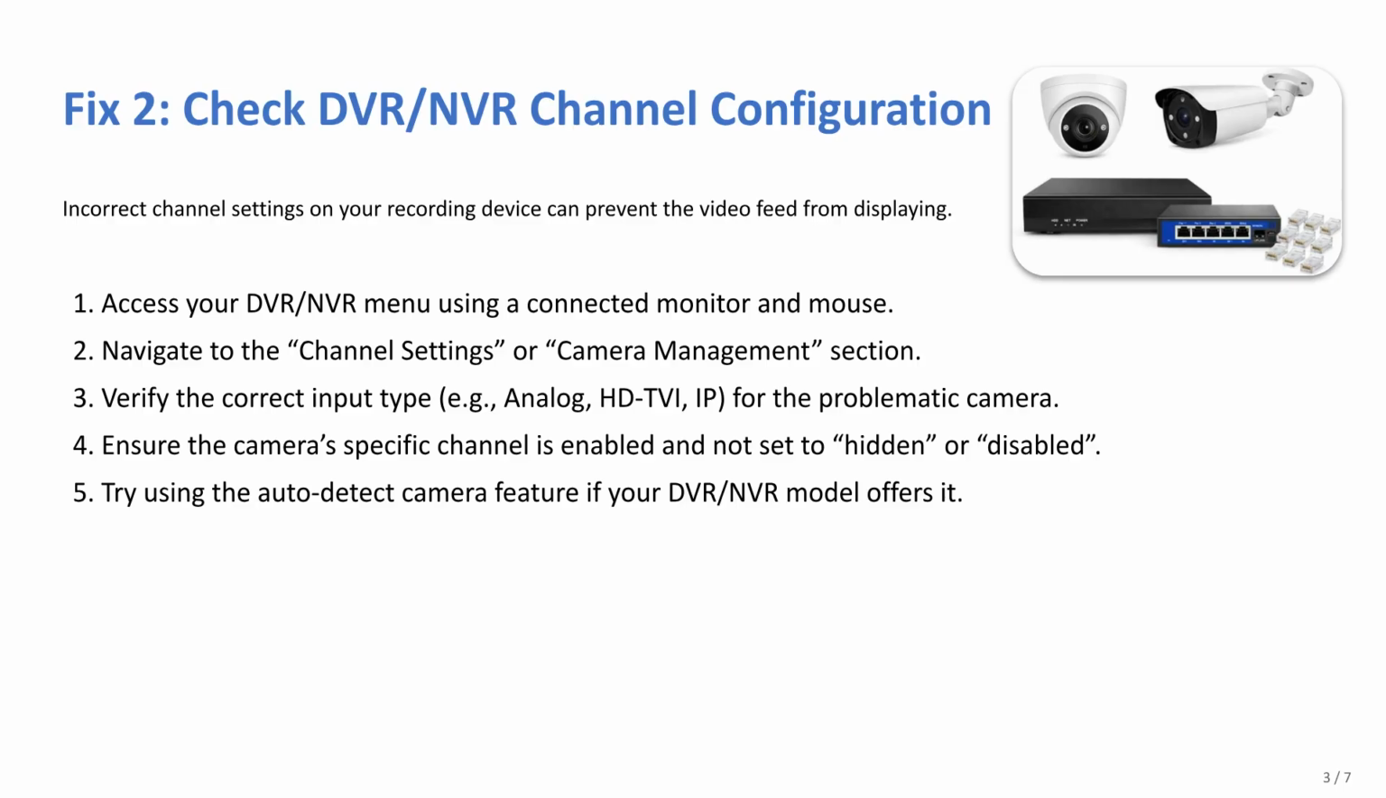Next, check your DVR or NVR channel configuration. Access the system menu using a mouse and monitor. Navigate to the channel settings or camera management section to verify the input type is correct, such as analog or IP. Ensure the camera channel is enabled and not hidden, and try using the system's auto-detect feature if available.